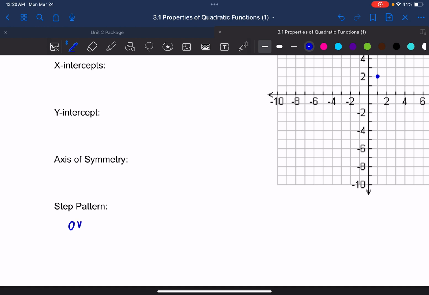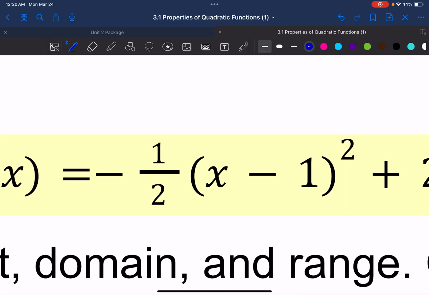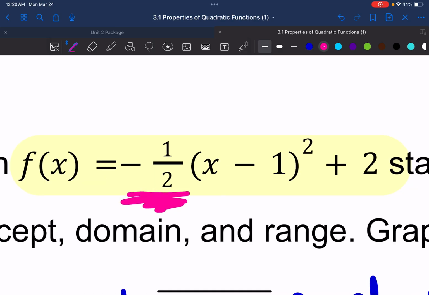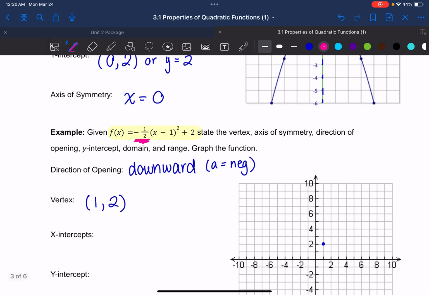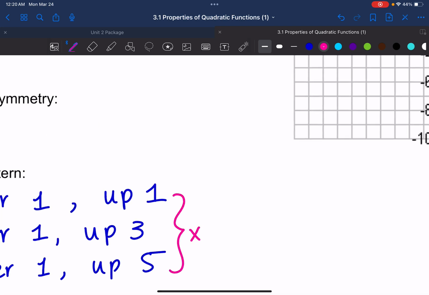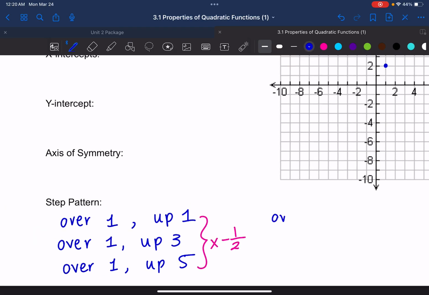So we know that for a regular parabola with no coefficient in front, it would just be over 1, up 1, over 1, up 3, and over 1, up 5. However, we do have a coefficient in front of our function, an a value, which is our a value here in front. So I have to multiply what I'm going up by this value here. So I'm going to times this by -1/2. So this really now means that I'm going over 1.